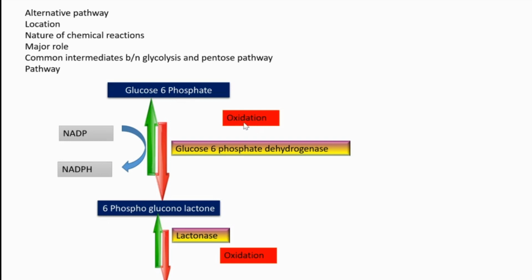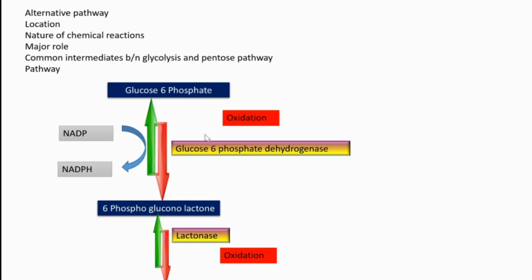As we know, oxidation means taking off electrons or protons, H plus. And that H is given to NADP. That way it gets reduced and becomes NADPH. The enzyme facilitating that reaction is glucose 6-phosphate dehydrogenase. It is very easy to memorize the name of that enzyme.